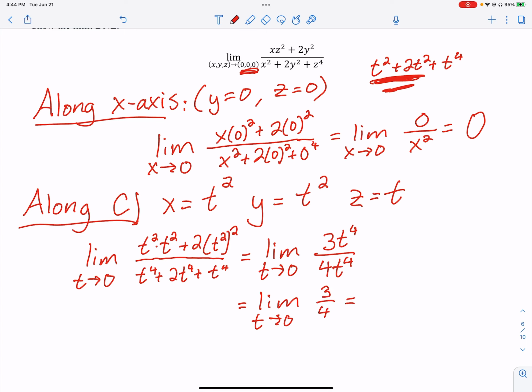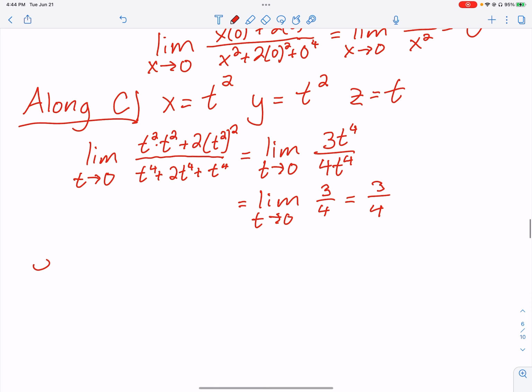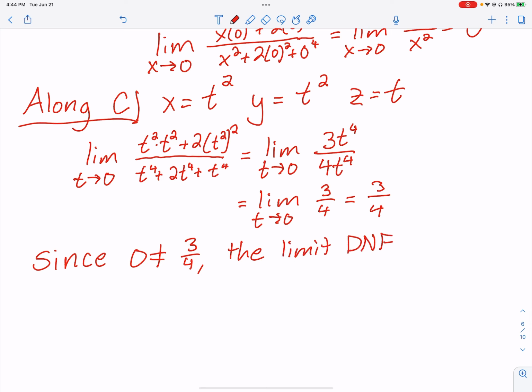I can use L'Hopital's if you wanted to. Eventually, you'd get down to the ratio of 3/4, or you can just simplify it down to 3/4 and know that the limit of a constant is the constant. All right, so those are two different paths, 0 and 3/4. So I write, since 0 does not equal 3/4, the limit does not exist at 0, 0, 0.